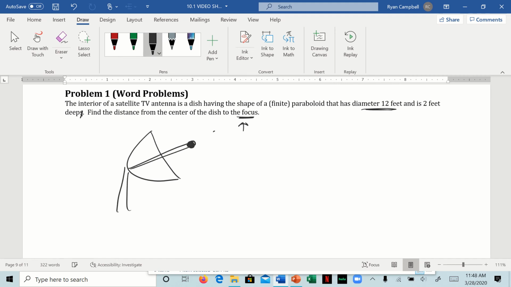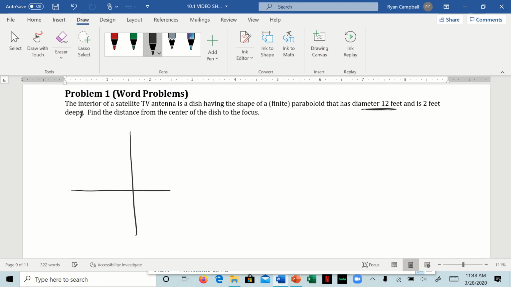The antenna is where we put our focus. So if you want a real world scenario, here's the real world scenario for parabolas. That's where you get the best sound. All right, so since we get to determine what the parabola looks like, we can determine what it is. So let's just make it start at the vertex.